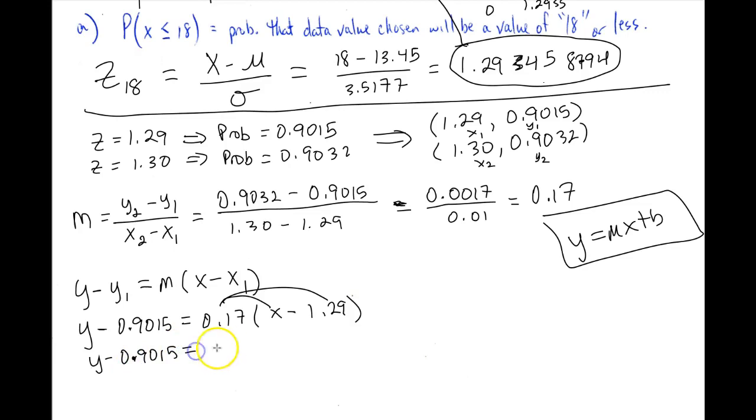Decimal. And when I do that, I'll just have 0.17x minus, and if I multiply 0.17 times a negative 1.29, I'll get a negative 0.2193. And then of course I'll add this 0.9015 to both sides.